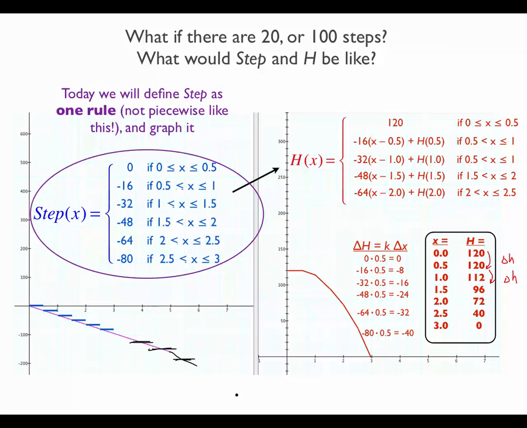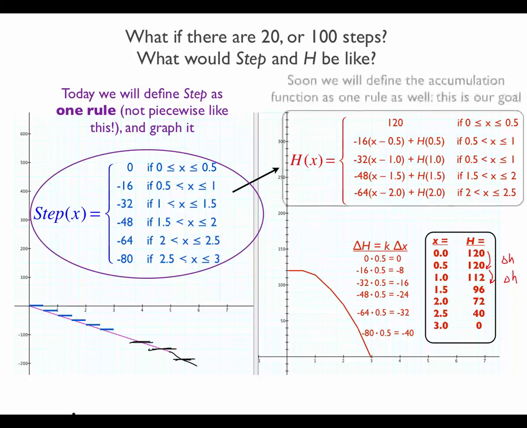So what we're going to work on today is defining step as a one-line rule. Instead of having it in a bunch of lines, we want to define step so that in one line, it gets us the correct constant rate of change given the value of x. So the input is x, the output is whatever constant rate of change according to the scheme that we've defined.